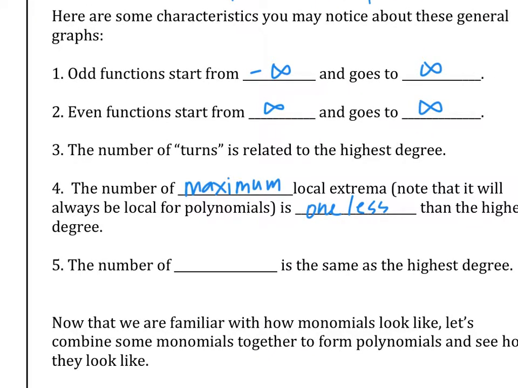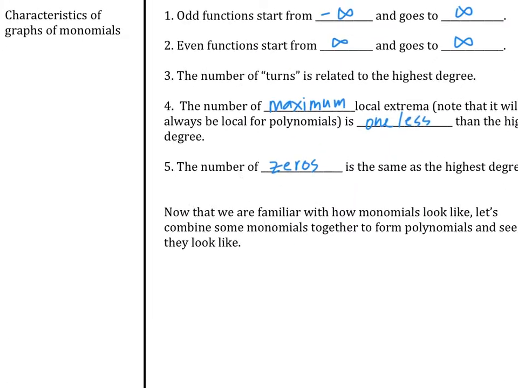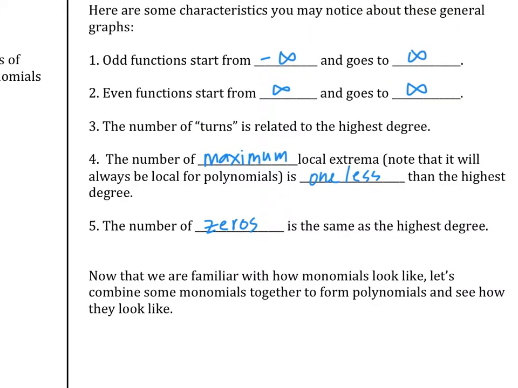All right. And the fifth one, you already know. The number of zeros is the same as the highest degree. So, this is the polynomial rule, right? Or the fundamental theorem of algebra, that the number of zeros has to do with the highest degree. Okay, now let us graph some things. You're going to graph, next page, sorry.